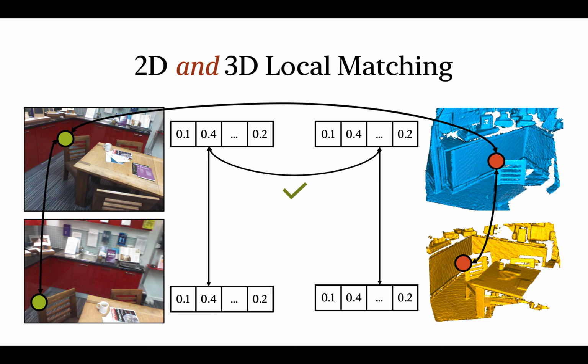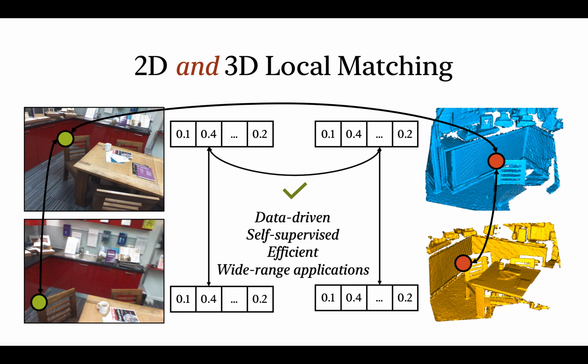In this work, we attempt to bridge the gap between 2D and 3D descriptors by proposing a local cross-domain descriptor that works on both 2D and 3D domains. To handcraft such a descriptor manually is a very difficult task. So here we employ a data-driven, self-supervised learning approach, where the descriptors are learned from 2D-3D correspondences. Our descriptor is also highly efficient and has a wide range of applications, which will be shown later.